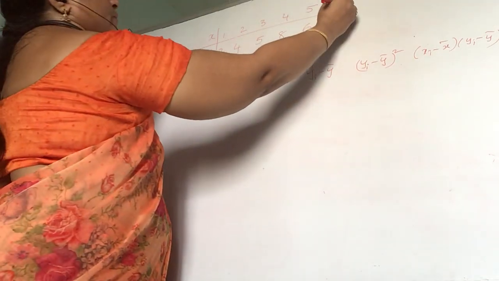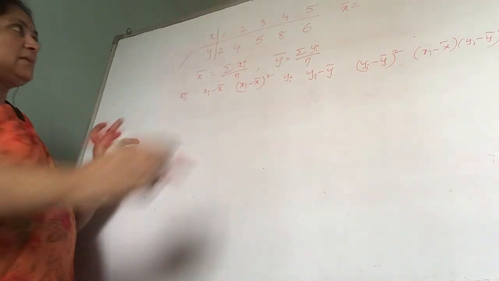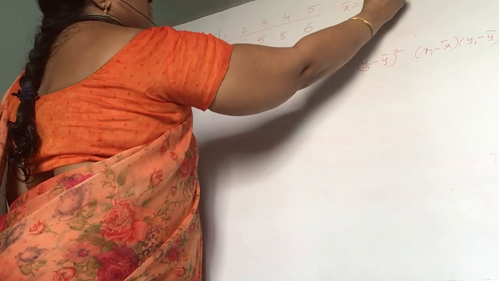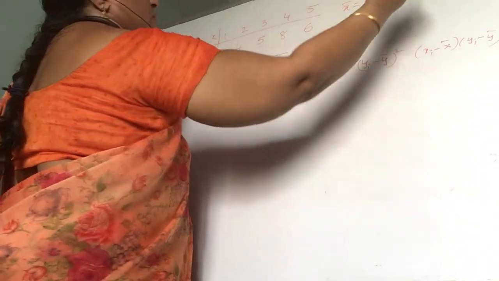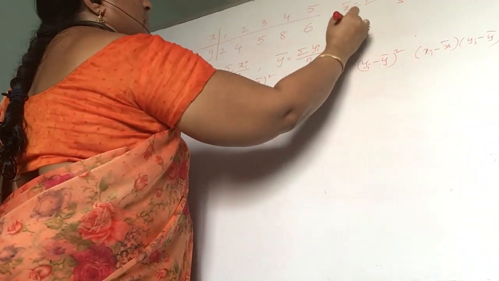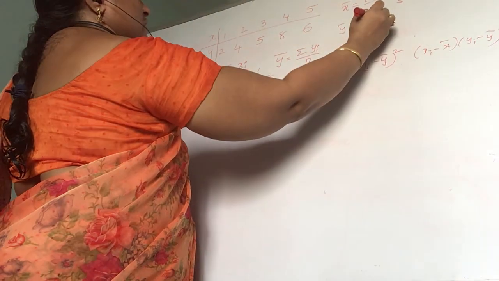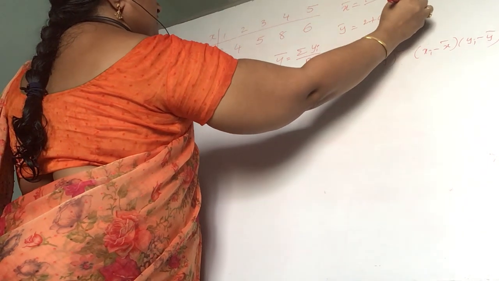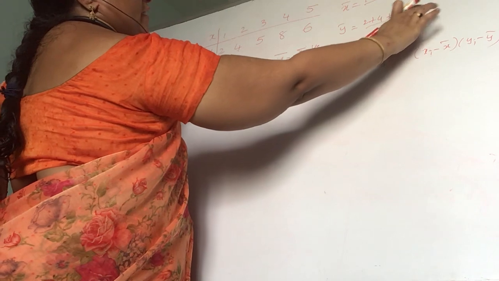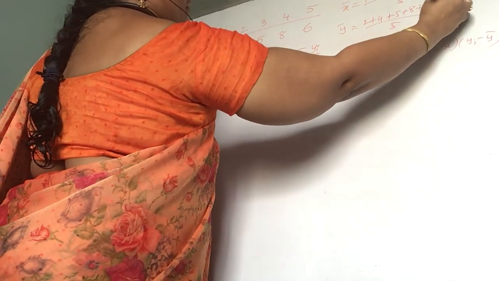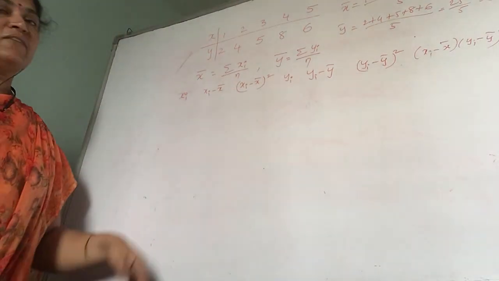What is x bar? X bar is summation of xi by n: 1 plus 2 plus 3 plus 4 plus 5 divided by 5. The value is 3. Next, y bar is summation of yi by n. Add all these values, 2 plus 4 plus 5 plus 8 plus 6 by 5. 6 plus 5 is 11, 11 plus 8 is 19, 19 plus 6 is 25. 25 by 5 is 5. X bar is 3 and y bar is 5.